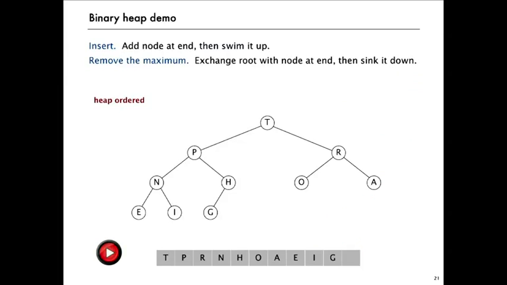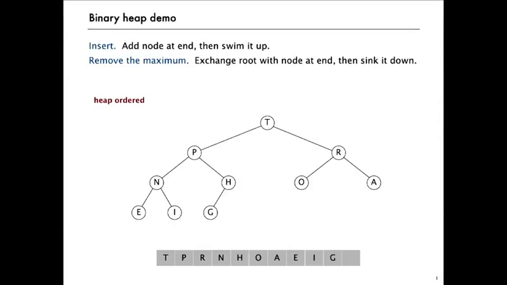So let's just take a look at what happens with a real heap with the demo when we do these things. And you'll have a good feeling for how this data structure works. So we're starting at some point where we have these 10 keys in a heap, and it's heap ordered. So we've drawn the data structure with the links, so we have an intuition for what's going on. But all the program sees is the array in gray at the bottom, where T's in position 1, P and R in positions 2 and 3, and so forth.